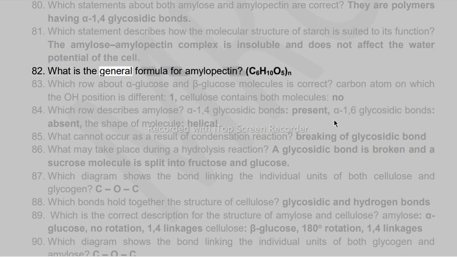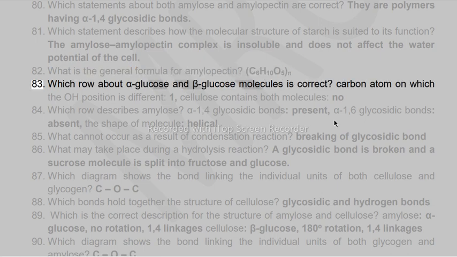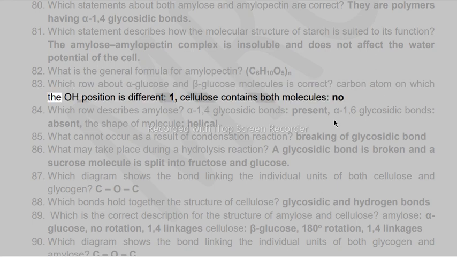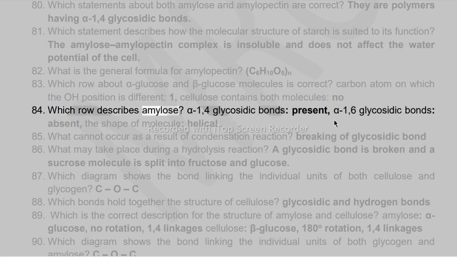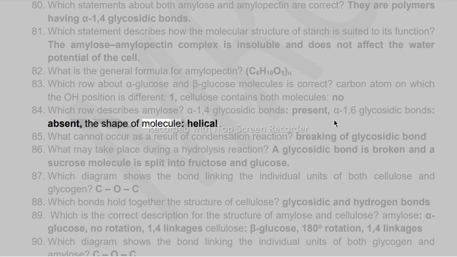82. What is the general formula for amylopectin? (C6H10O5)n. 83. Which row about alpha-glucose and beta-glucose molecules is correct? Carbon atom on which the OH position is different. Cellulose contains both molecules. 84. Which row describes amylose? Alpha-1,4 glycosidic bonds, present; alpha-1,6 glycosidic bonds, absent; the shape of molecule, helical.